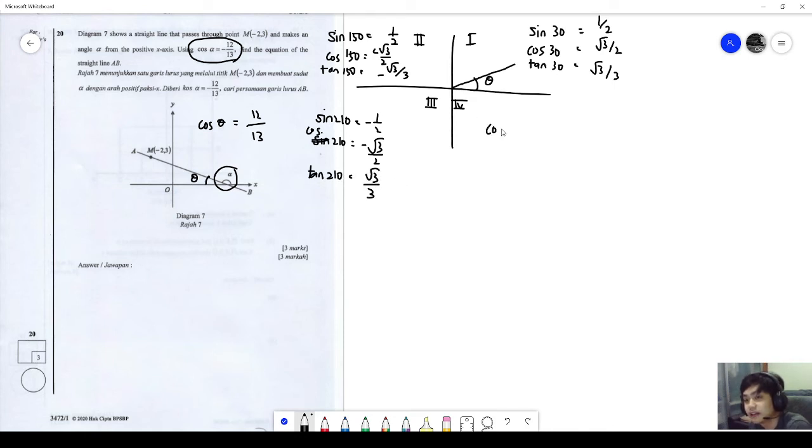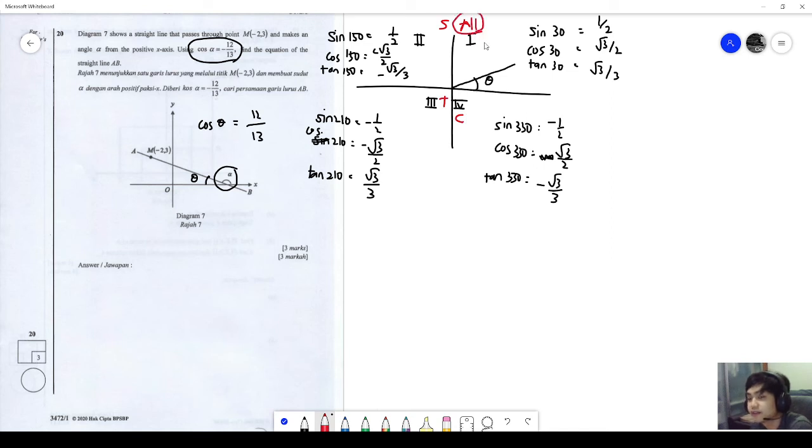And lastly, sine 330 is going to be negative half, cos 330 is going to be negative root 3 over 2, and tangent 330 is going to be negative root 3 over 3. So by calculating all of these values, this is supposed to be positive, sorry. By calculating all of these values in the calculator, you notice that I keep getting the same answer, it's just that different quadrant, different sign. So that's why we have the ASTC, right?